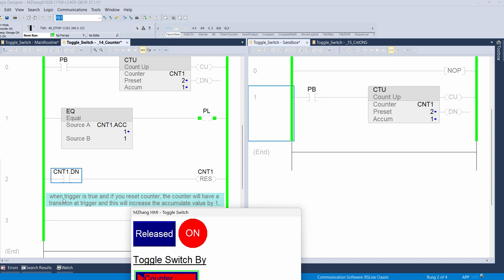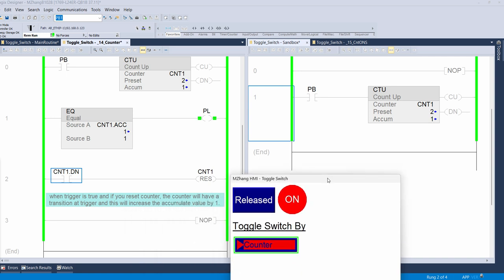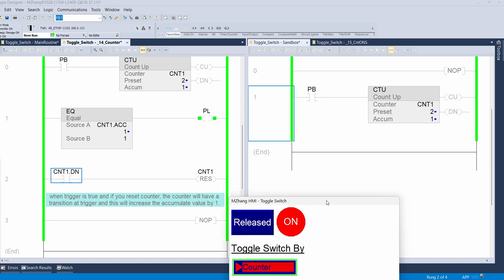So now let's have a look at the comments, all right? When the trigger is true, and you reset the counter while the trigger is true, the counter will have a transition at the trigger, and this will increase the cumulative value by 1. So what I mean is that there's a false count on the counter.